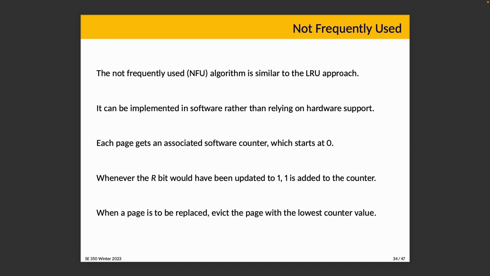And then there is the not frequently used approach. It's similar to least recently used, but it involves counting the number of occurrences: how many times was a particular page referenced? Each page gets an associated software counter that starts at 0, and whenever the R bit would have been updated from 0 to 1, i.e. it has been recently referenced, we add 1 to the counter. When a page is to be replaced, we evict the page with the lowest counter value.